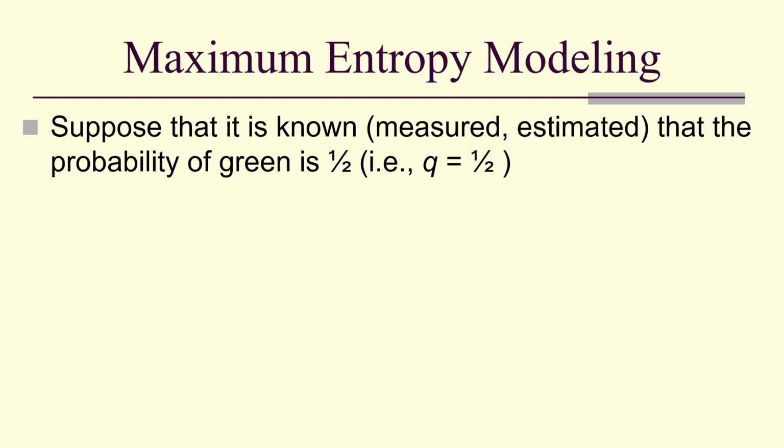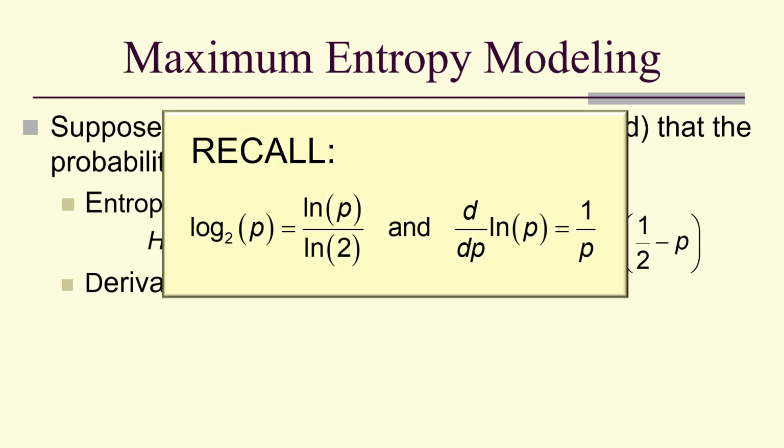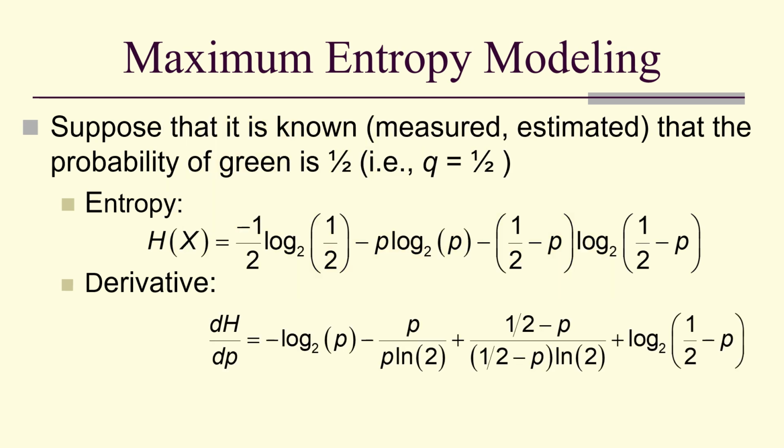So suppose it is known that the probability of green is 1/2. In other words, Q is equal to 1/2. Our entropy, with Q equals 1/2 substituted, is given by this, where instead of 1 minus Q minus P, we now have 1/2 minus P. For the derivative, recall the definition of arbitrary logarithms, and the derivative of log is 1 over P, the natural log. And here's our derivative using the product rule.